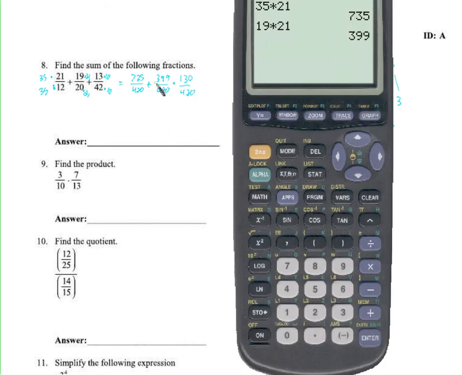They are all 420ths. This is 735 pieces that are each the size of one 420th, right? 735 pieces such that 420 of those pieces will make a whole. So we got at least one whole because we have enough of those pieces to make a whole. So we take 735 plus 399 plus 130. We get to 1264 over 420.